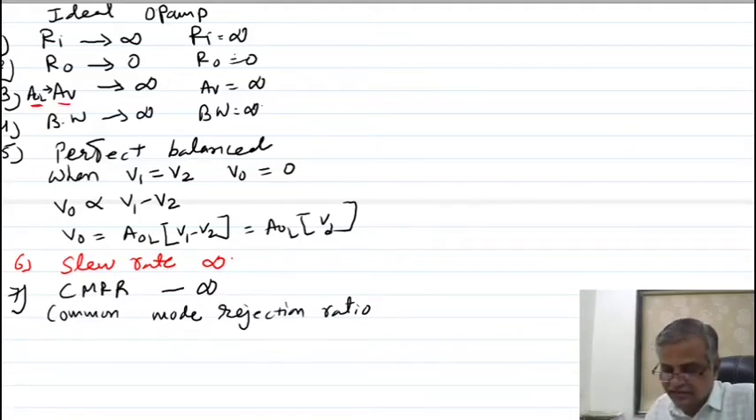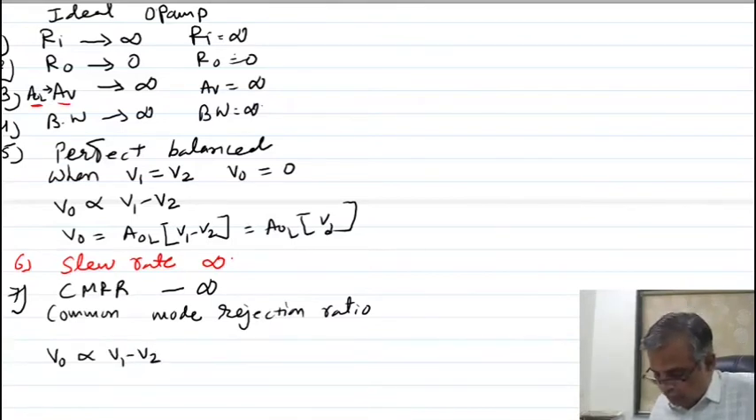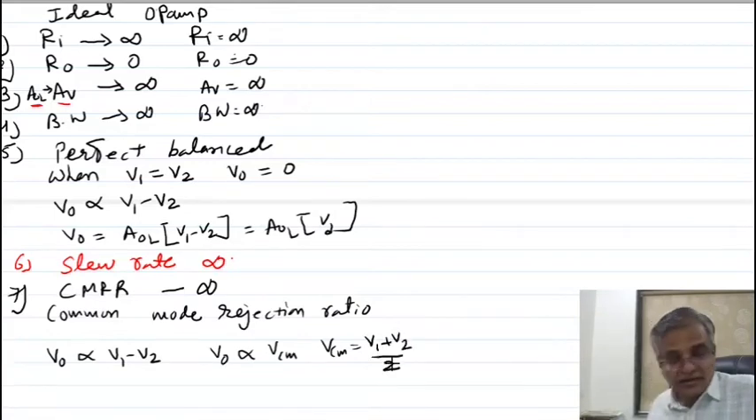The reason is that the output should be proportional only to the difference of the input signals. For an ideal op-amp, the output should be proportional to the difference of the input signals. But in practice, it is not like this. The output is also proportional to the common mode signal. This common mode signal is given by (V1 plus V2) by 2. Due to this common mode signal, error is introduced in the output. So to remove the error due to the common mode signal, CMRR should be infinite.